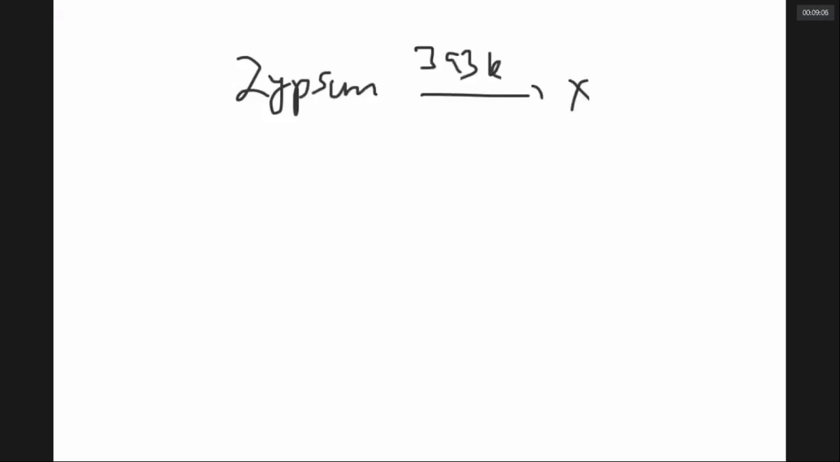The next question from your syllabus is: what happens when gypsum is heated at 393 K to give X? What is X? It is not dead burnt plaster. When heated at 393 K, you get just CaSO4 half H2O, which is called plaster of Paris.